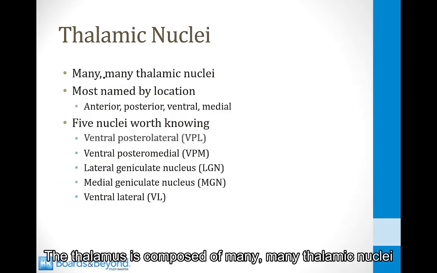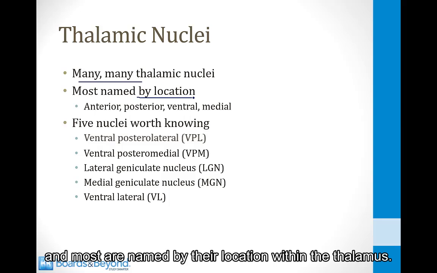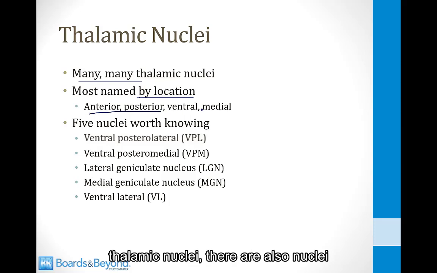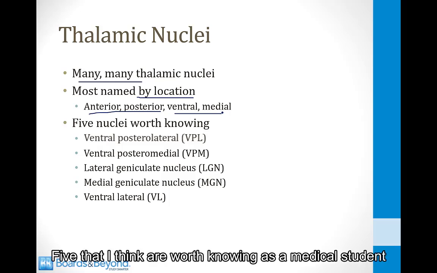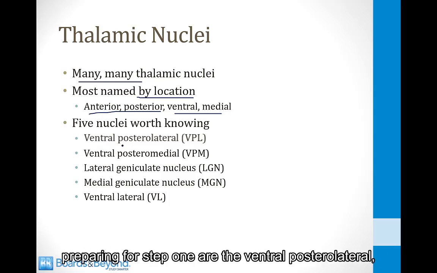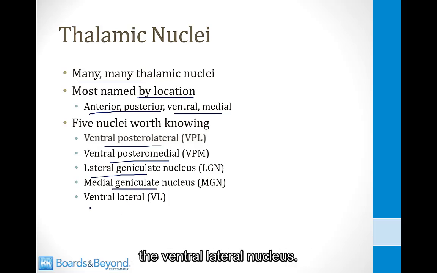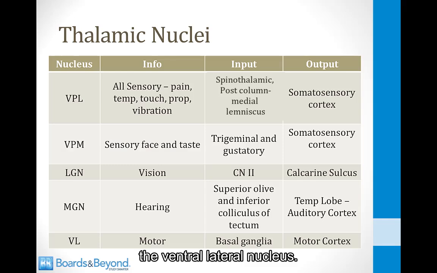The thalamus is composed of many thalamic nuclei, and most are named by their location within the thalamus. So, for example, there are anterior and posterior thalamic nuclei. There are also nuclei that are ventral or medial. Five that I think are worth knowing as a medical student preparing for Step 1 are the ventral posterolateral, the ventral posteromedial, the lateral geniculate and medial geniculate, and finally the ventral lateral nucleus. So let's go through each of those six nuclei and what they do.